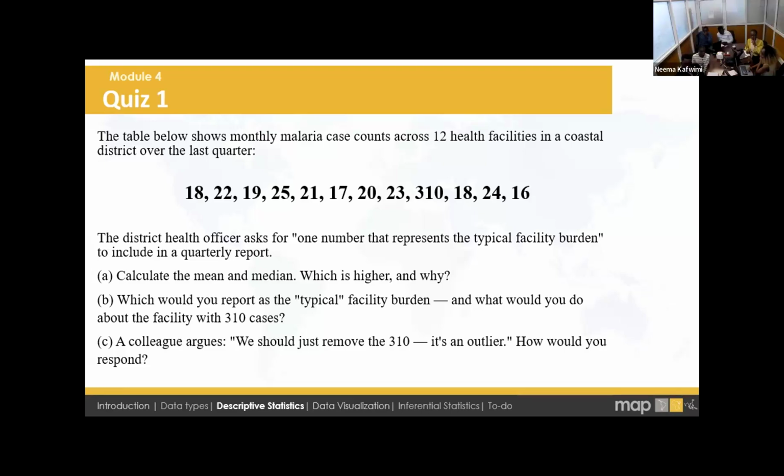Thank you. So which would you report as a typical facility burden, and what would you do about the facility with 310 cases? So what is our burden? Which measure will you report? Will you give to this district officer the mean or the median?